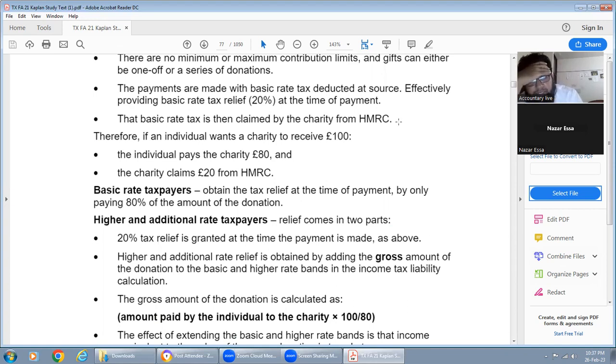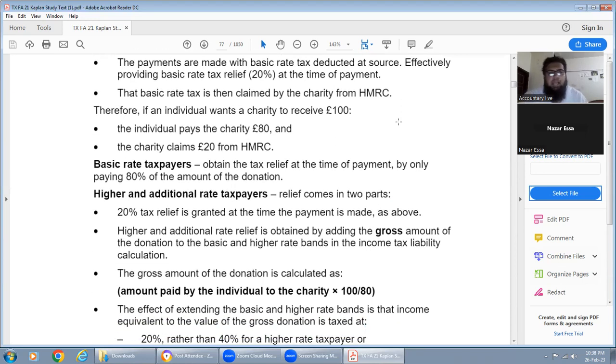Basic rate taxpayers obtain the tax relief at the time of payment by only paying 80% of the amount of the donation. When we are talking about basic rate taxpayers, they can obtain the tax relief at the time of payment by only paying 80% of the amount of donation.